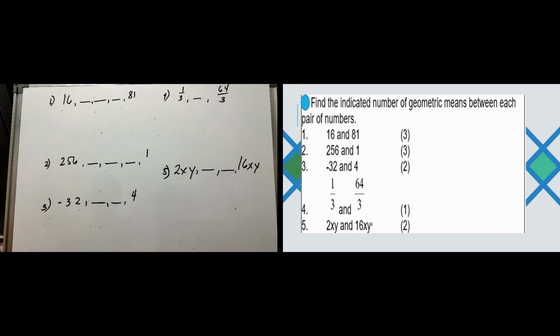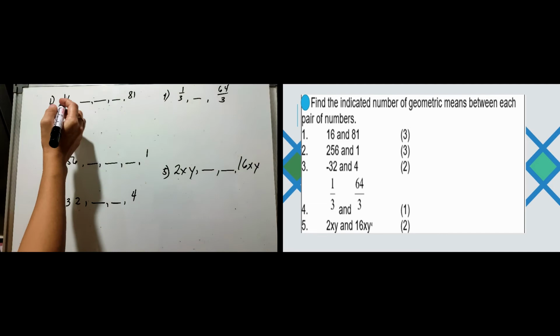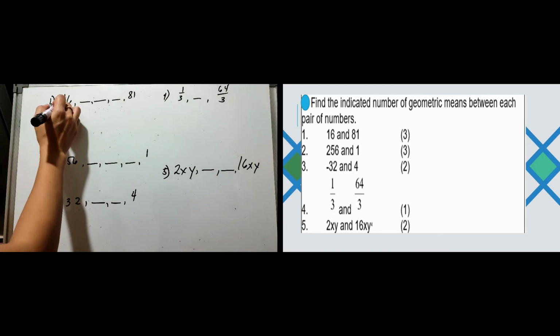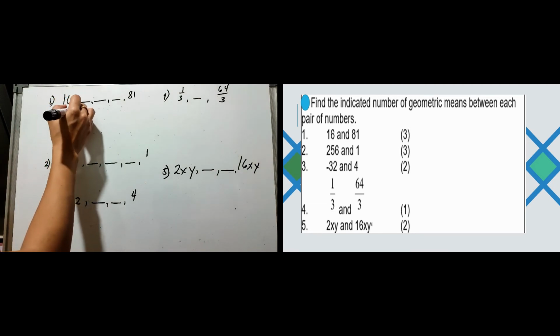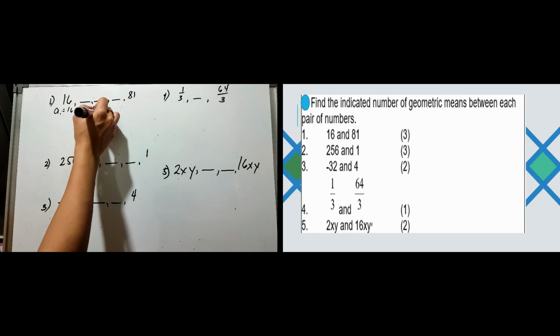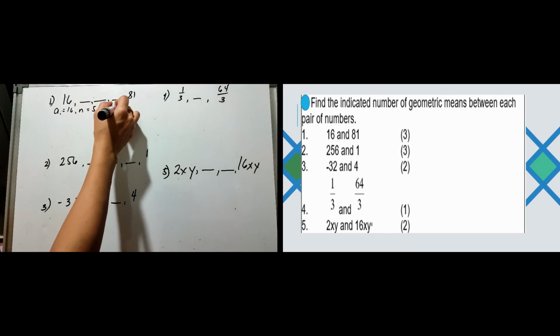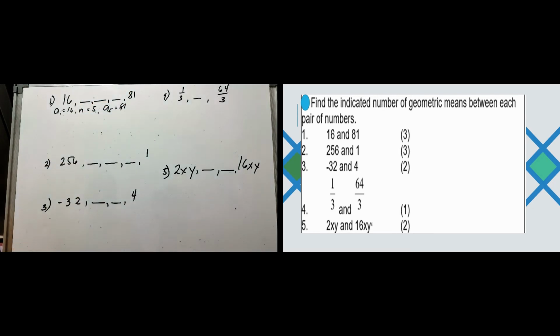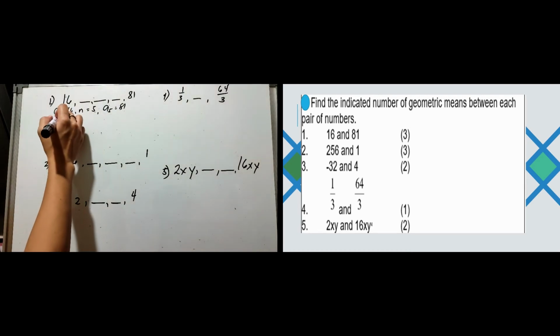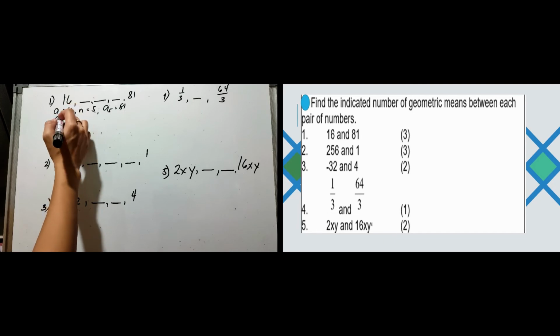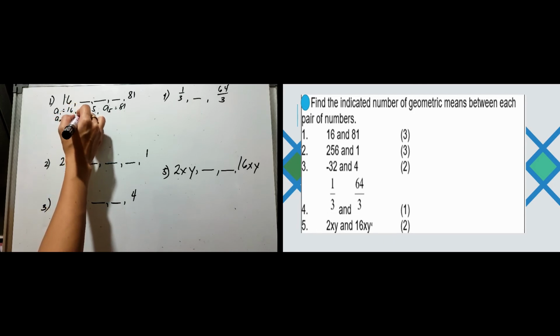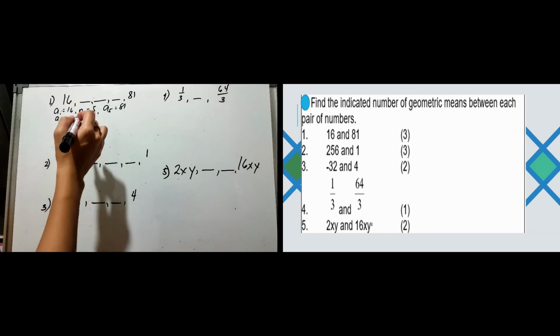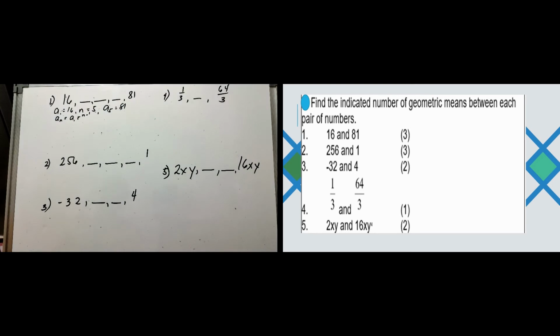Okay, so we need to find the indicated number of geometric means between each pair of numbers. The first one that we have is 16 and 81. We need to insert 3 terms. So, let's have the given first. Your a sub 1 is 16. The number of terms is 5. And the last term that you will use is 81. Now, we're going to use the formula a sub n, or the nth term, is equal to the first term times the common ratio raised to the number of terms minus 1.